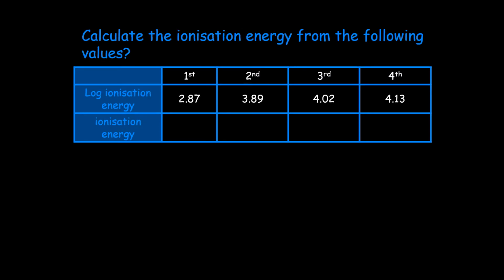Now what we're going to do is convert these log of the ionization energies back into ionization energy. So on our calculator, we're going to press Shift, then log, then 2.87 equals 741. For the next one, it's going to be Shift, log, 3.89 equals 7762. Shift, log, 4.02 is 10,471. And finally, Shift, log, 4.13 is going to be 13,489.6.